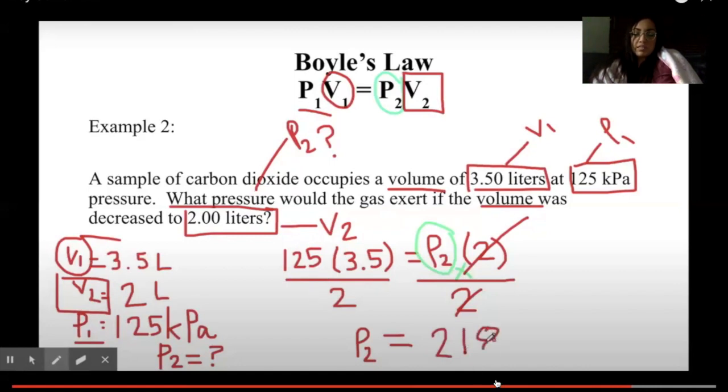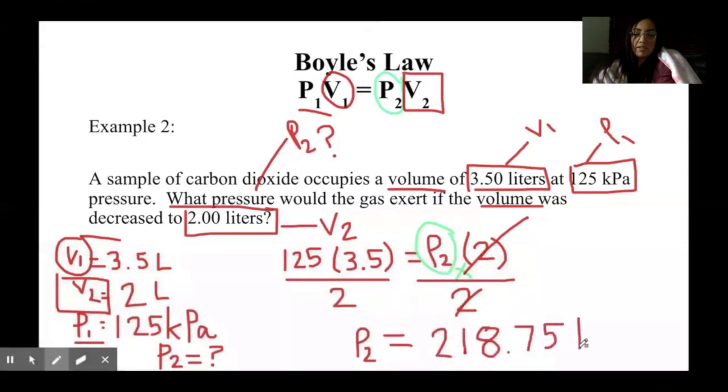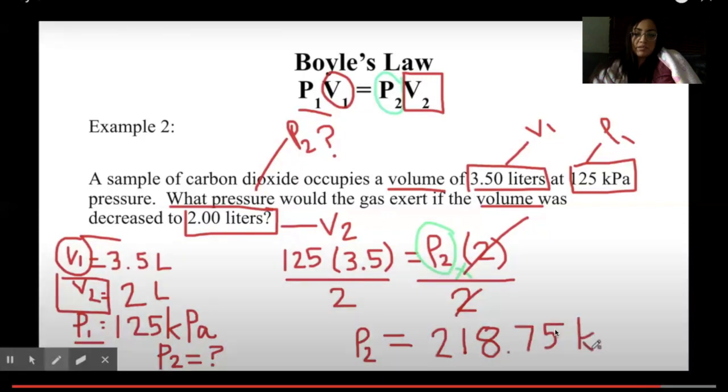So this is 218.75 kilopascals. And I know that because that was the unit I was using over here for pressure.